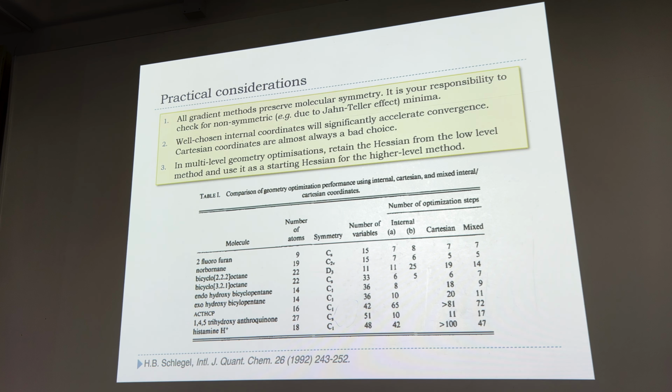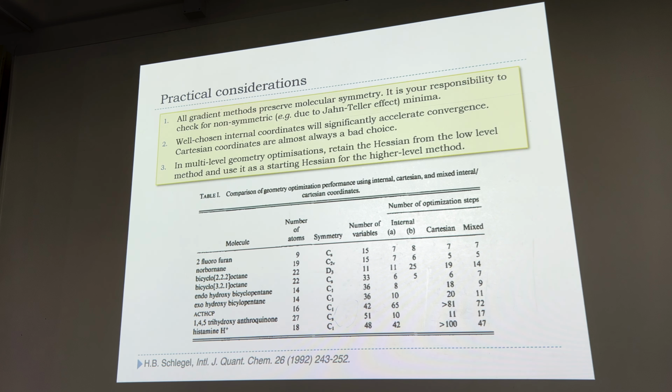That's an example: geometry optimization performance in various types of coordinates. So internal are just the Z matrix, Cartesian is pure Cartesians, and mixed is a judicious choice of whoever set up the calculation as to which should be which. Different molecules in here, histamine being one of the largest and the messiest ones, histamine hydrochloride, I think, in this case, or the positive cation.